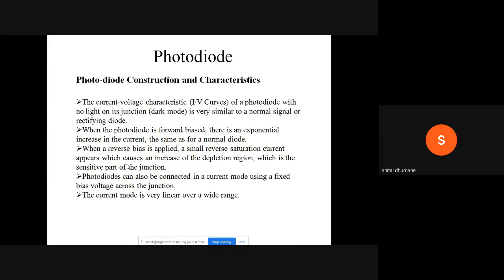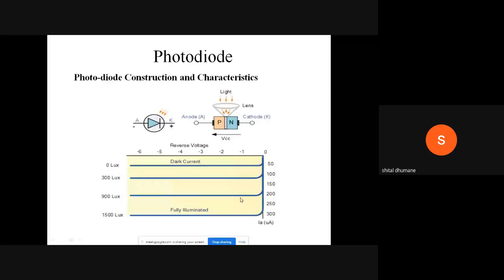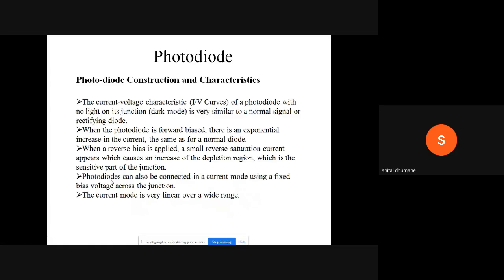You have studied the forward bias and the reverse bias characteristics of your diode. So when a reverse bias is applied, a small reverse saturation current appears, which will cause an increase of the depletion region, which is the sensitive part of the junction. I will explain this again with 0 lux and 300 lux, that is, sensitivity is measured in lux. These photodiodes can also be connected in a current mode using a fixed bias voltage across the junction, and the current mode is linear over a wide range.